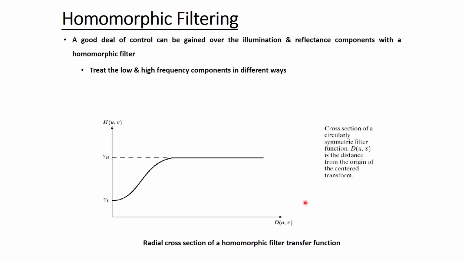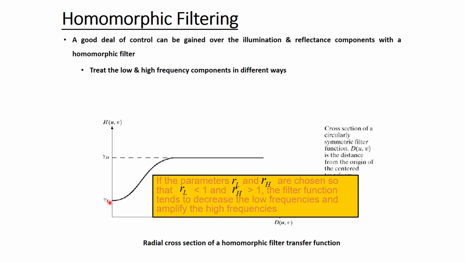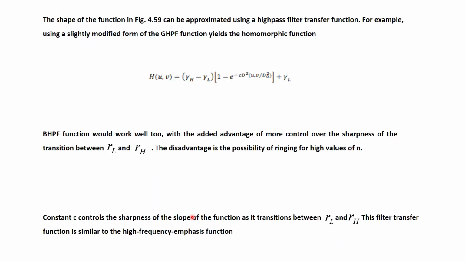With homomorphic filtering, a good deal of control can be gained over the illumination and reflectance components, since it treats the low and high frequency components in different ways. This figure shows the radial cross section of the homomorphic filter transfer function, where gamma H and gamma L are the upper and lower limits. If gamma L is chosen to be less than 1 and gamma H is greater than 1, the filter function tends to decrease the low frequencies and amplify the high frequencies.